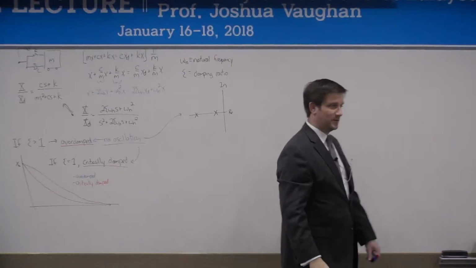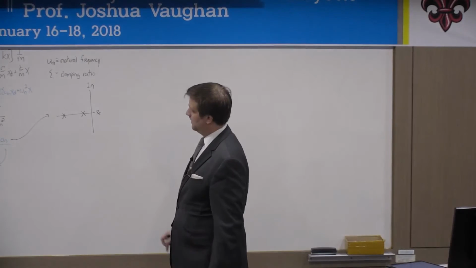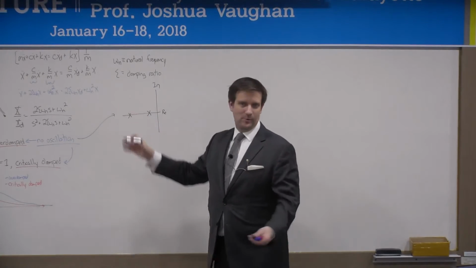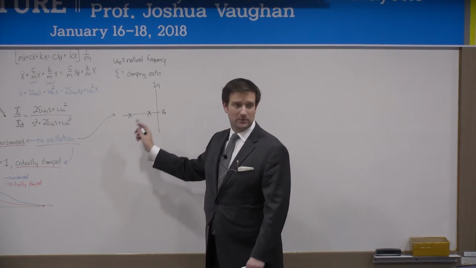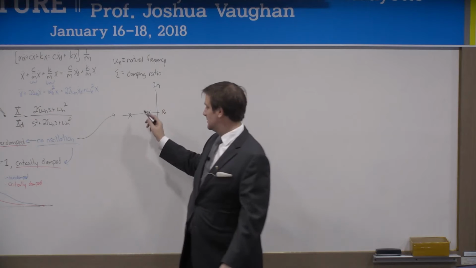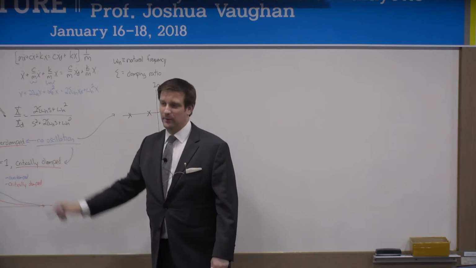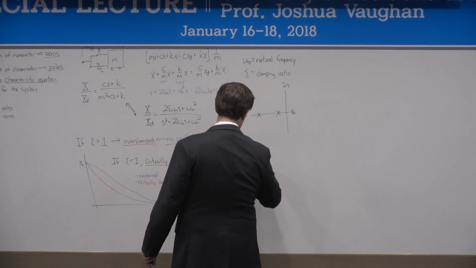So the overdamped case has two poles on the real axis. If you solve this out, we won't go through all the math to show this, but just know if you have two poles on the real axis like this, and that's all you have anywhere else, you might have a zero too, then you're going to have a critically damped case or overdamped case.